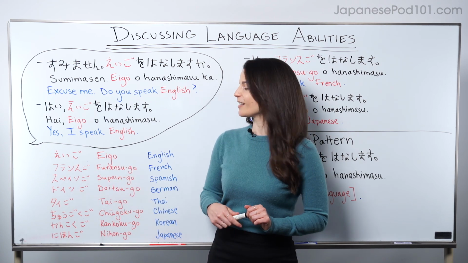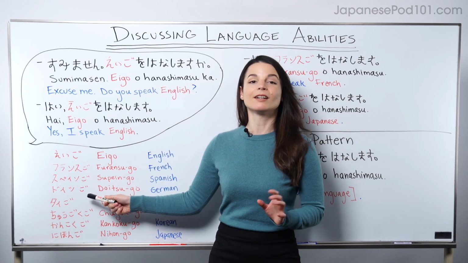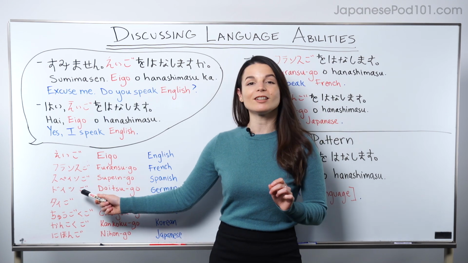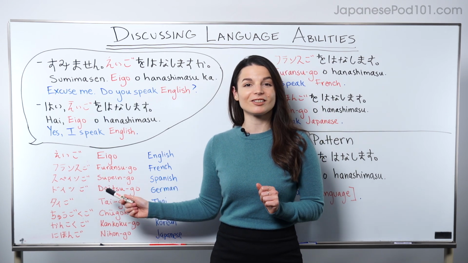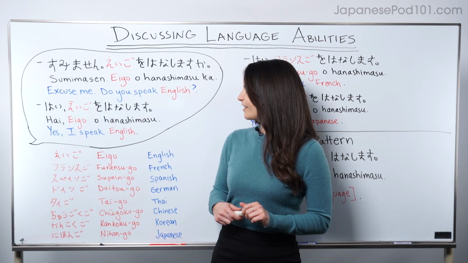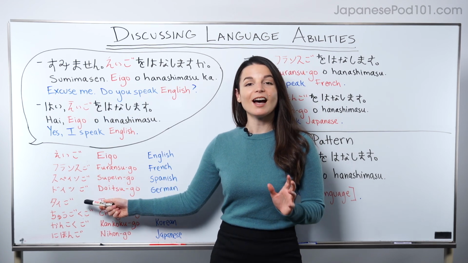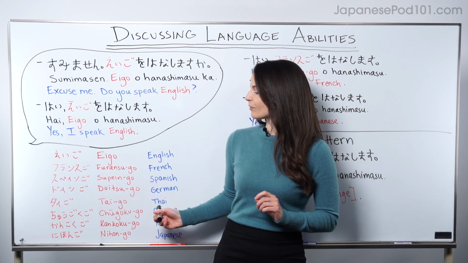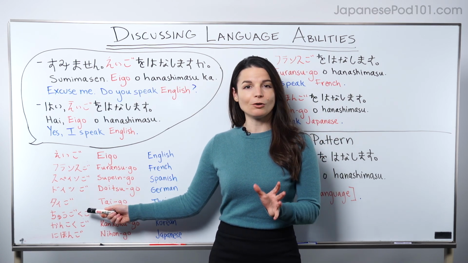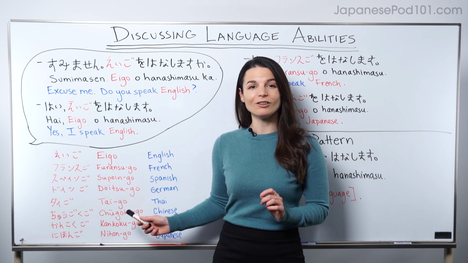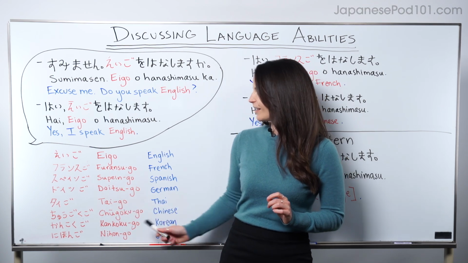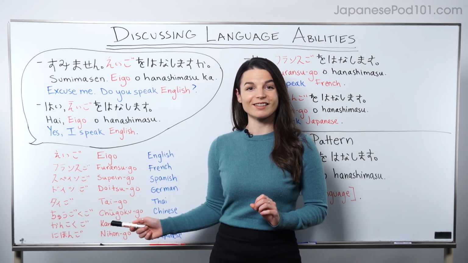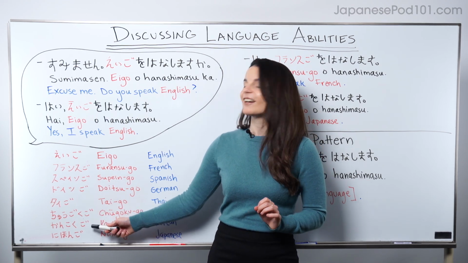Spanish. Next is ドイツ語, which means German. Next is タイ語, which means Thai. Next is 中国語, which means Chinese. Chinese. Next is 韓国語.